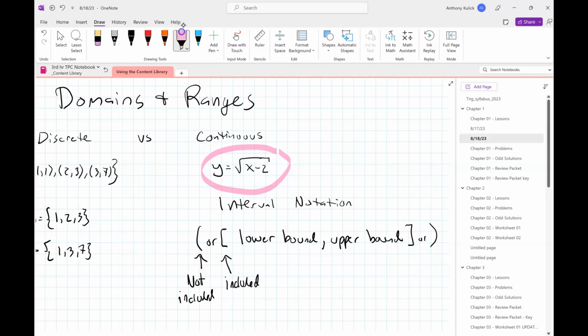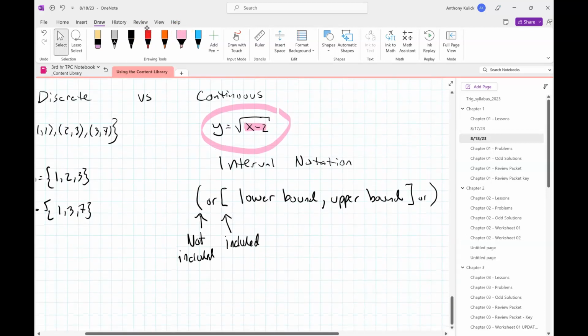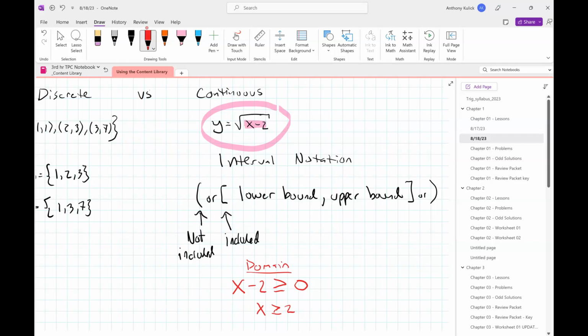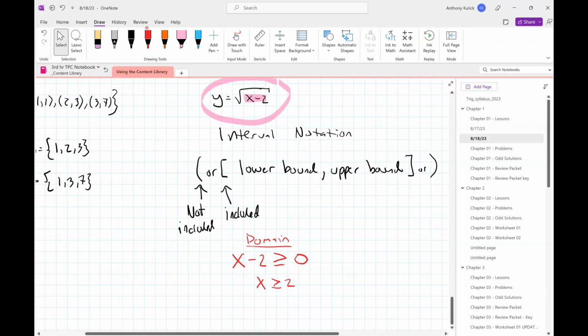So what we need is the part underneath our radical has to be greater than or equal to 0. Everybody okay with that? Okay. So if I rearrange this, I can add 2 to both sides. And my domain, I'll label this as domain, should be the x's that are greater than or equal to 2. So I'm going to now write that in interval notation. What is the lower bound of the numbers greater than or equal to 2? What number is less than or equal to all the numbers that are greater than or equal to 2? 2, right? Everybody agree with that?